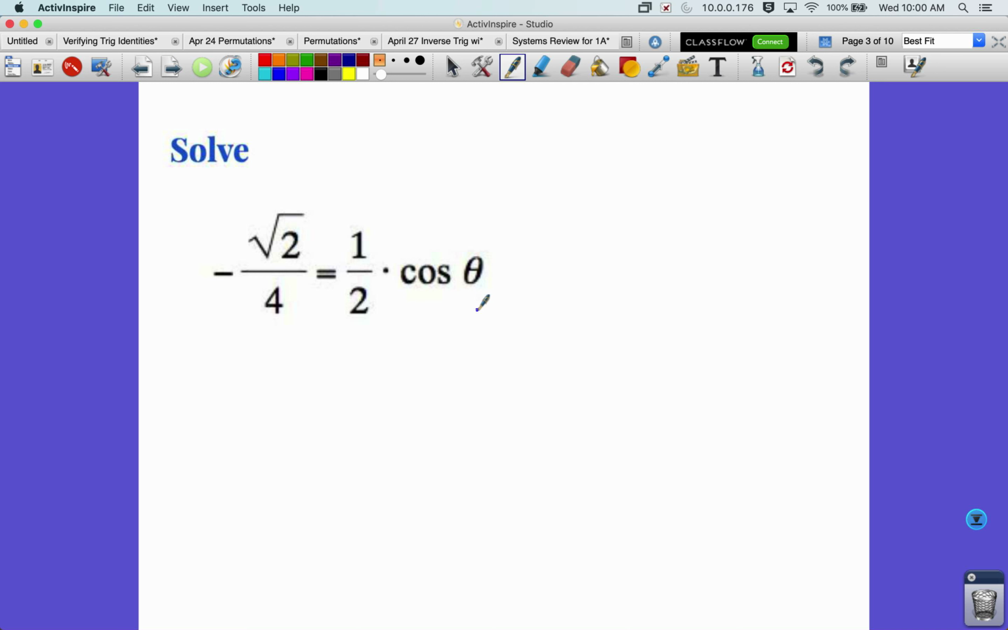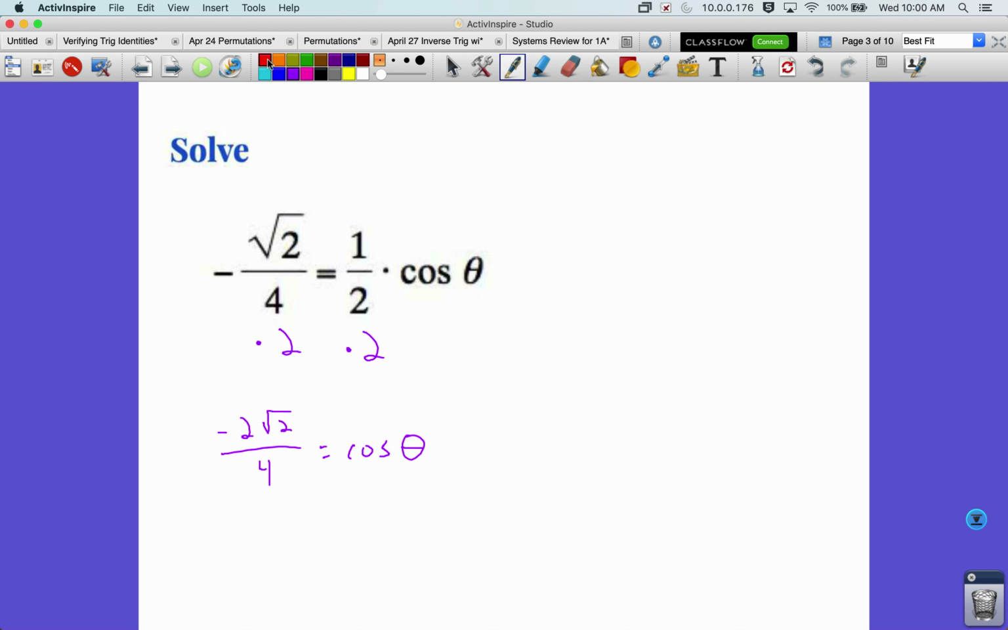Well, first thing, we want to isolate this trig function. Ideally, we want it to be trig function equals a fraction, and then we can go to our unit circle. So we have to get rid of this 1/2. What am I going to do? I'm going to multiply both sides by 2 because a 2 gets rid of a 1/2. All right, so this is going to become negative 2 root 2 over 4 equals cosine of theta.